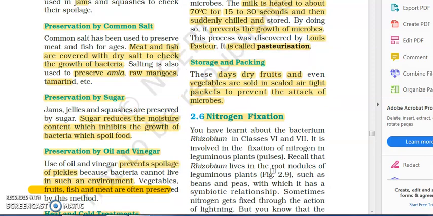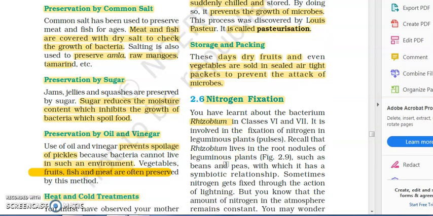Nitrogen fixation is the process in which we fix atmospheric nitrogen in soil. How can we fix this nitrogen in soil? With the help of a bacteria known as rhizobium. Rhizobium is generally found in the roots of leguminous plants, such as beans, peas and pulses, and they have a symbiotic relationship. What is the meaning of symbiotic relationship? Two different organisms live together, sharing their shelter and nutrients.